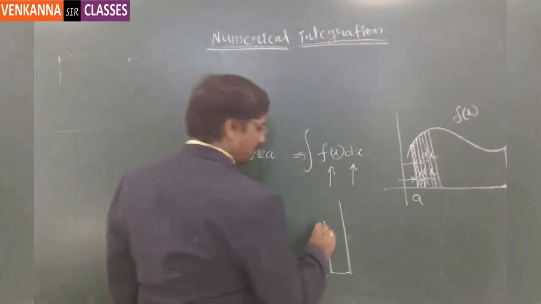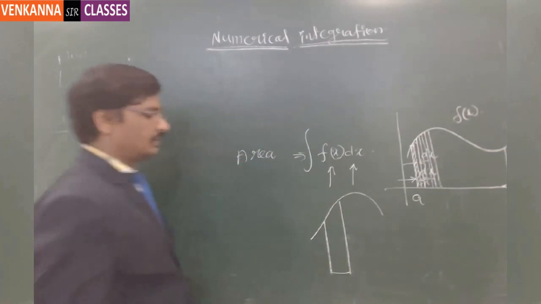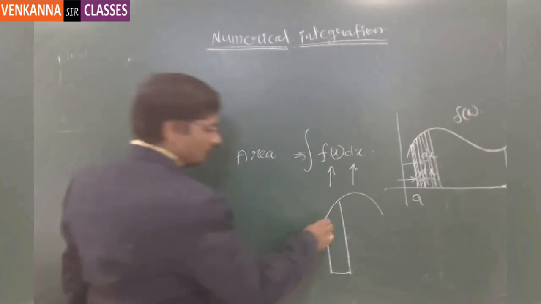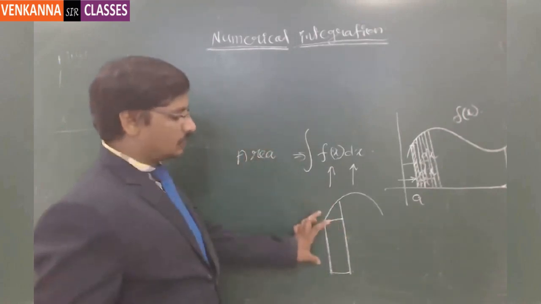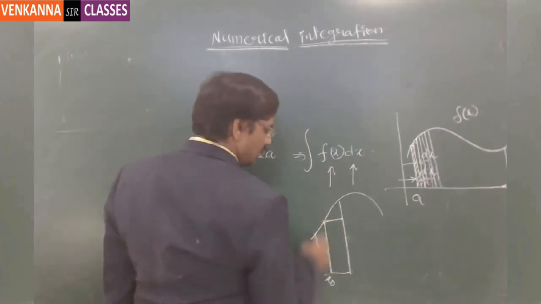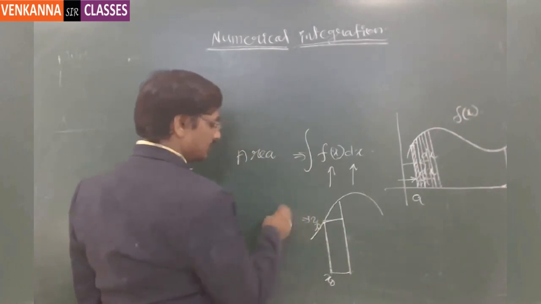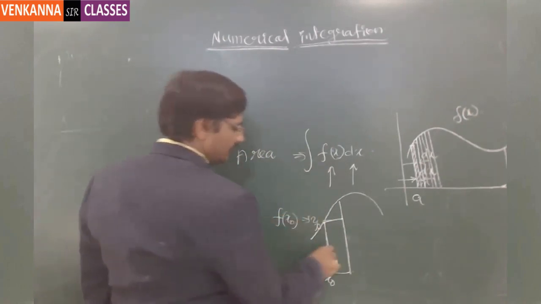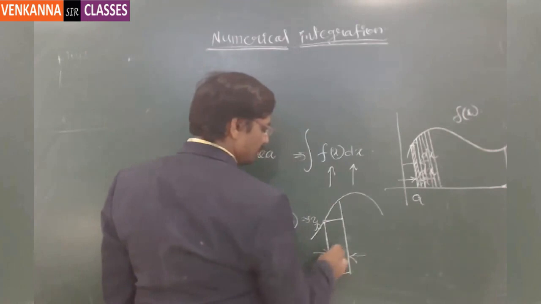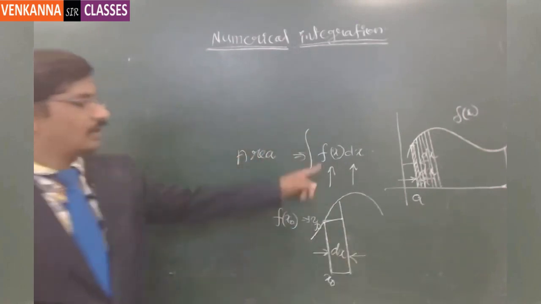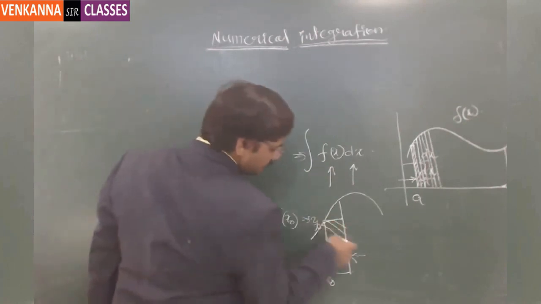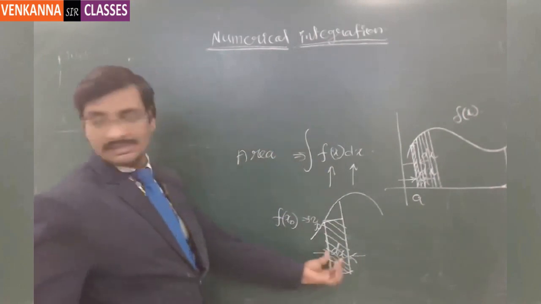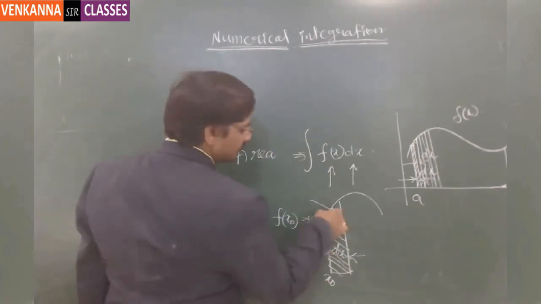In an enlarged view, this is how the curve looks. You are taking this particular value, and this is the height we are talking about. This is x naught and this is y naught, so y naught is nothing but f of x naught. The width here is dx. So when we talk about f of x into dx, this is the area we are talking about, and this small area above the rectangle is ignored.